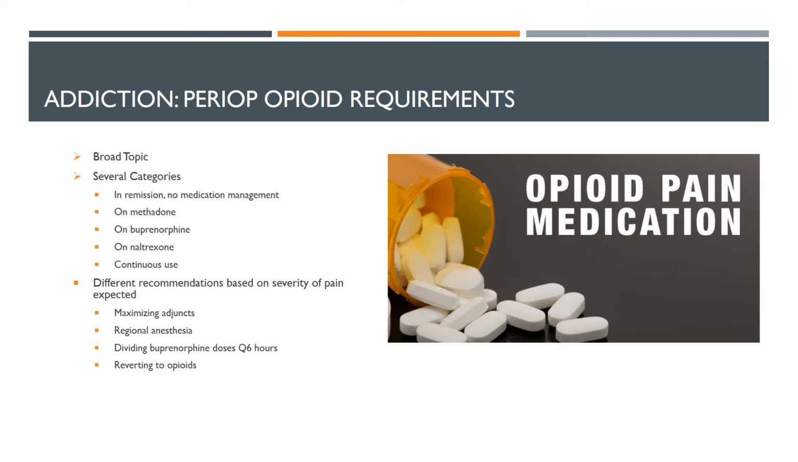So this topic can be broken into several different categories of patients, and each of these patients are treated a little bit differently. In general, you can divide patients into those who are in remission, not on medication management, and those who are on medication management, namely those on methadone, buprenorphine, and naltrexone. You can also have a category of those who are continuing to use opioid and not being treated. And of course, there are different recommendations based on different patient categories, as well as the severity of pain that's expected in the perioperative period.